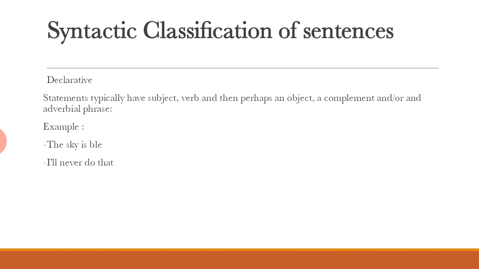What is declarative? Declarative is a statement, typically with a subject, verb, and then perhaps an object, a complement, or an adverbial phrase. For example, the sky is blue, and then I'll do that. I'll never do that. This is the declarative.